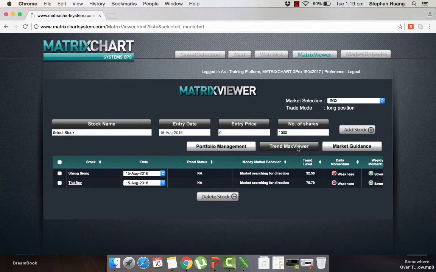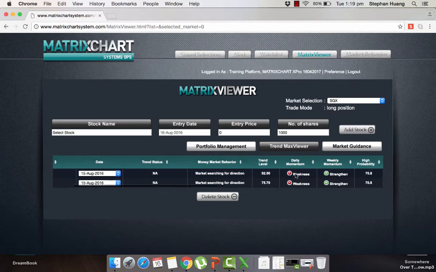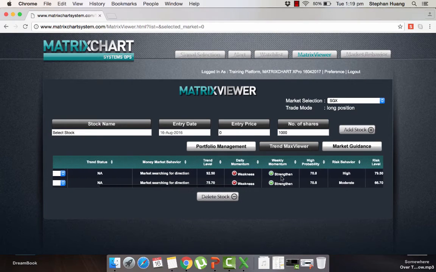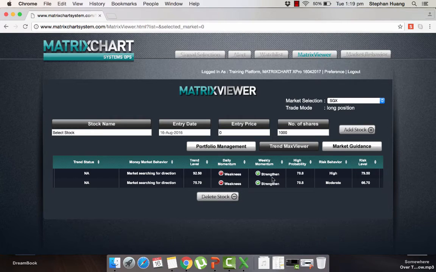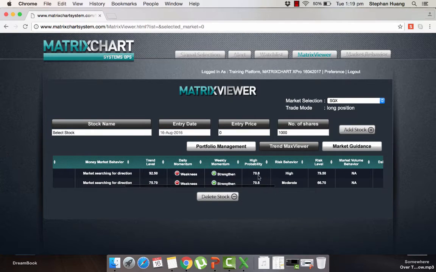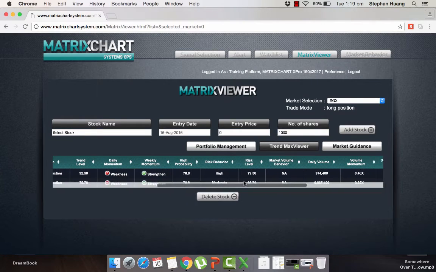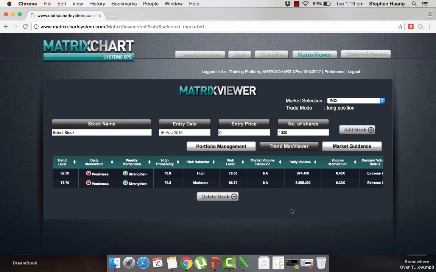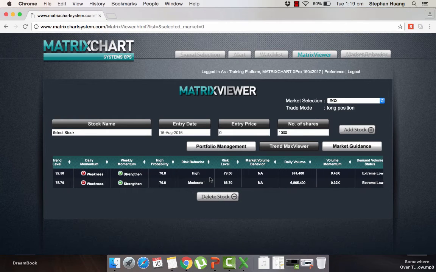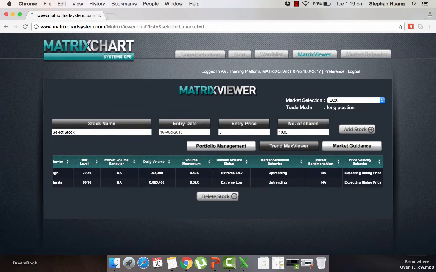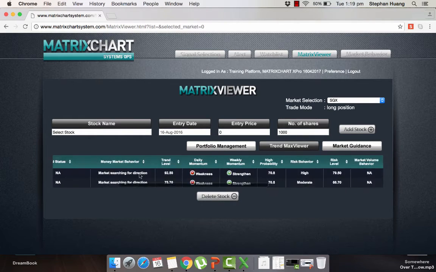Okay, so we'll click the Trend Max Viewer, and in Trend Max Viewer we see that market is also searching for direction. Daily momentum is weak. Weekly momentum is strong. Probability 70.8, and risk behavior is high. So this is a very clear sign that you shouldn't be going into this right now. Okay, demand is low, even though it's uptrending, and there is expecting rising price.